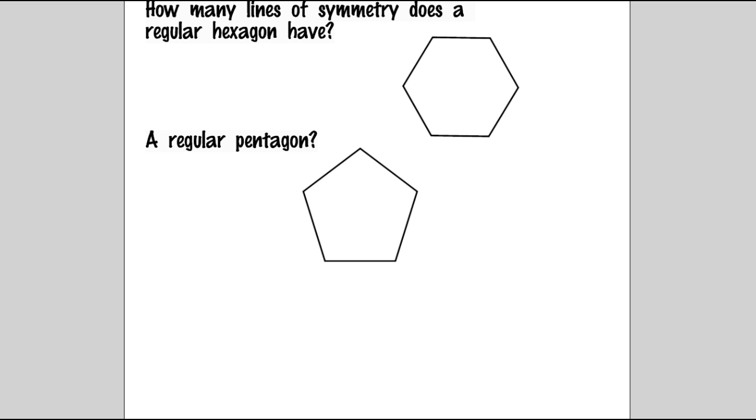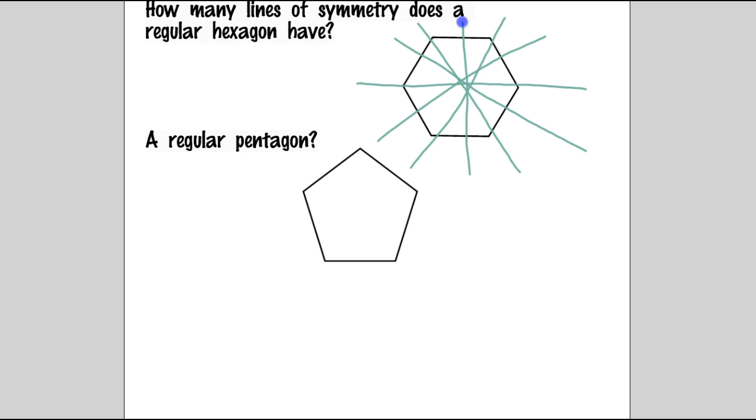Let's see, I could cut it in half this way, this way. Infinite? 4? 8? What'd you get, Megan? 6. 6! Yeah! How many sides does a hexagon have? 6 sides. It also has 6 lines of symmetry.